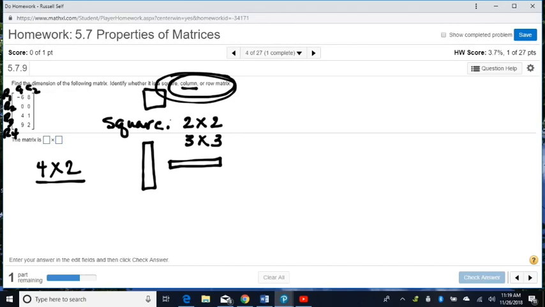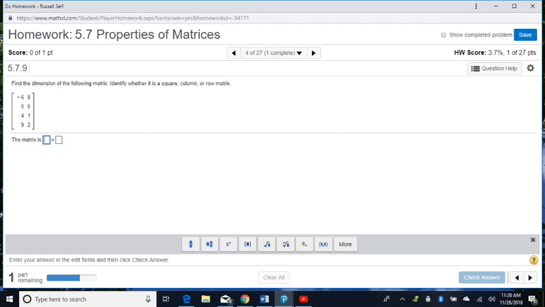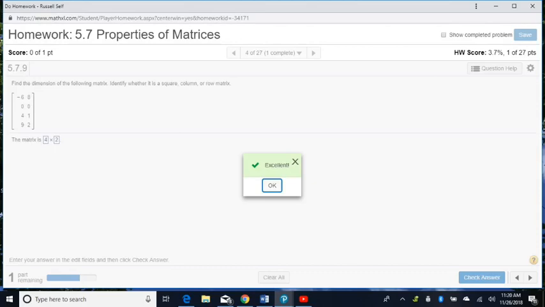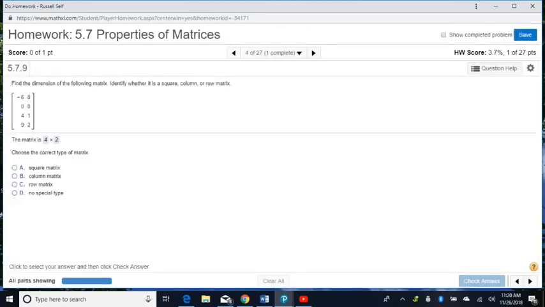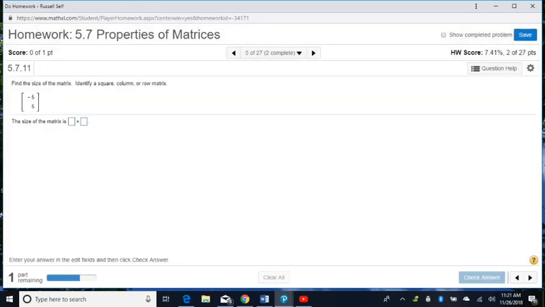So let's look at the answer to this. Remember, it has 4 rows and 2 columns. Okay, there's the size. And is it any special style? No. Okay. It looks like it's columnar because it's tall and thin, but a column would mean that it only has one column, right? So, all right.